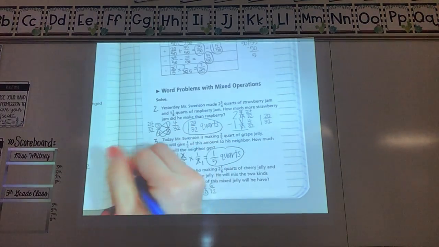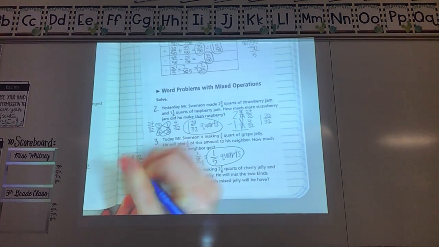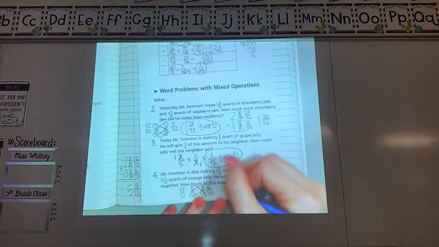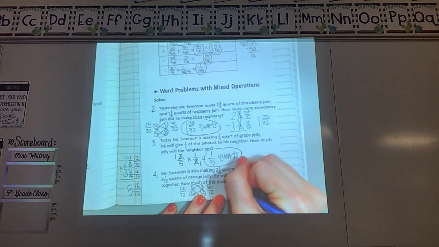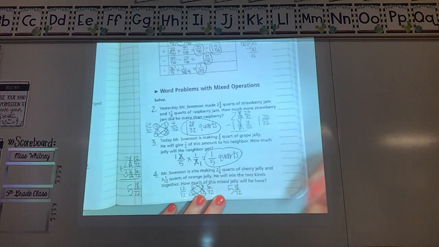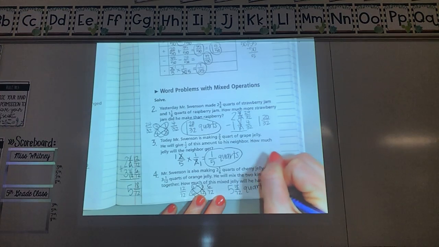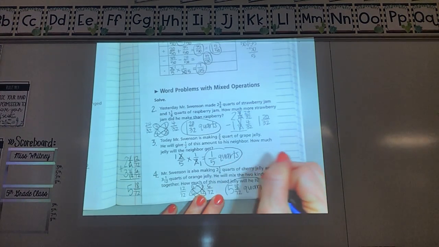12 plus 6 is 18 72nds. And I add my big numbers, which gives me a 5. So we got 5 and 18 72nds. And my label is still going to be quarts. Don't forget those labels on word problems. Very, very important because they are worth points.